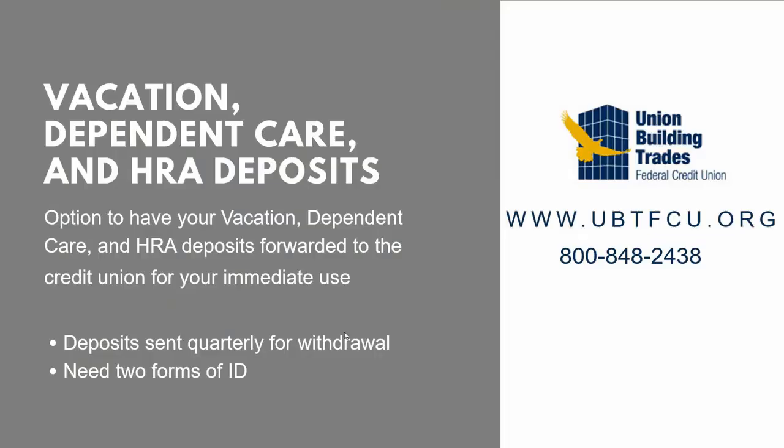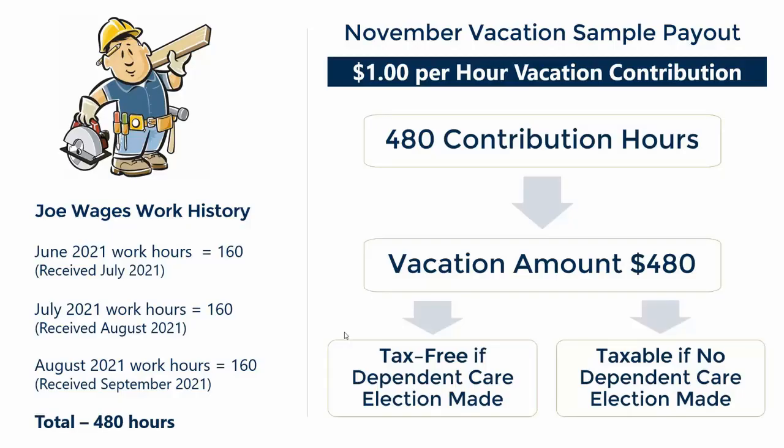Maybe you've been working for a few months or a year or two and say, I still haven't gotten any vacation benefits. There's a good chance that they were all sent to the Union Building Trades Federal Credit Union. If you don't have a direct deposit account on file, they automatically go here. You see the website, you see the phone number, give them a call, tell them that you have vacation benefits there. You could either open an account with them if you so wish, or verify your identity, and they'll mail the checks directly to you.